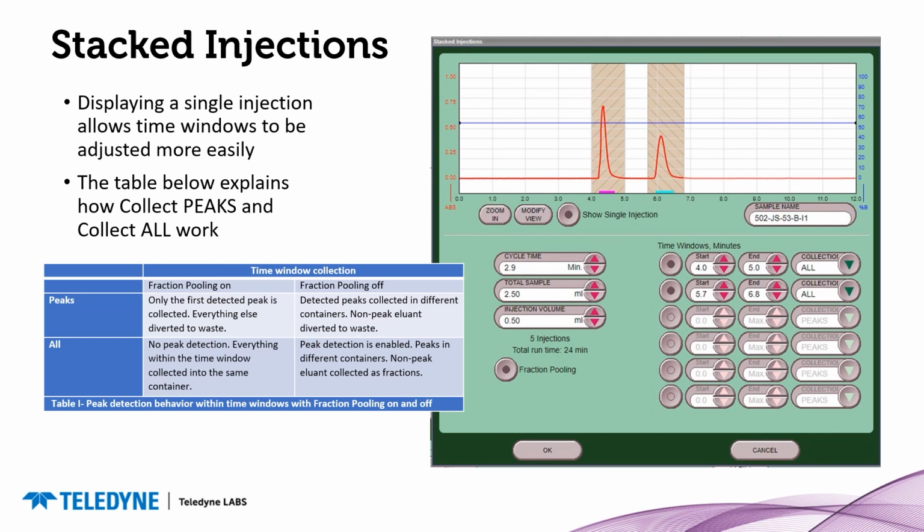Use the Show Single Injection button to display a single injection. This allows time windows to be adjusted more easily. The table here explains how the Collect Peaks and Collect All work within the same time window when fraction pooling is turned on and off. Turn off the single injection display to visually adjust the cycle time. The total sample can be adjusted. The injection volume should not be changed as this affects the peak width.